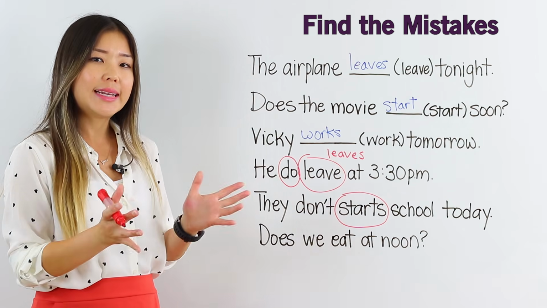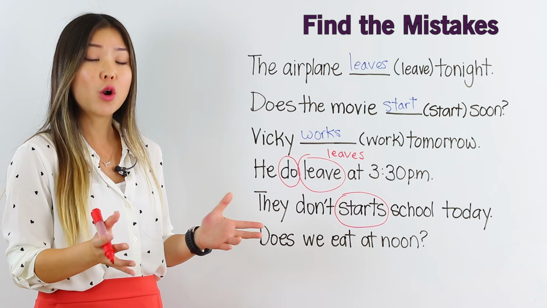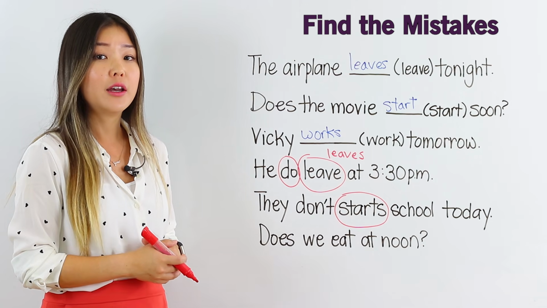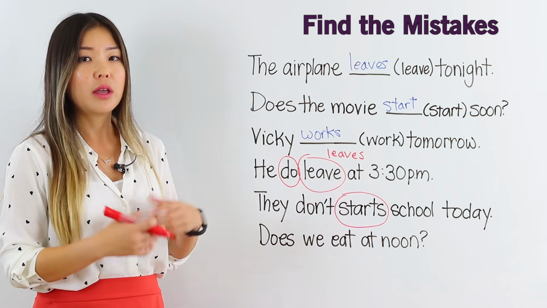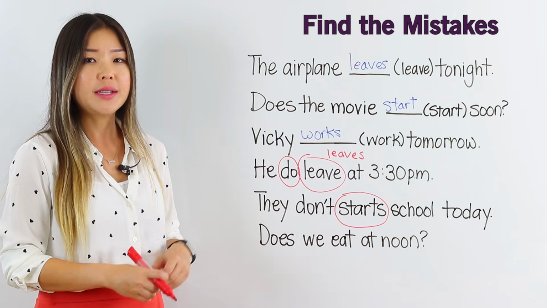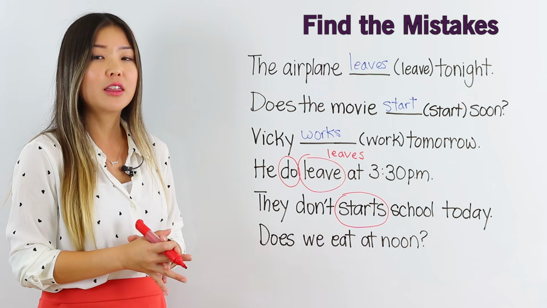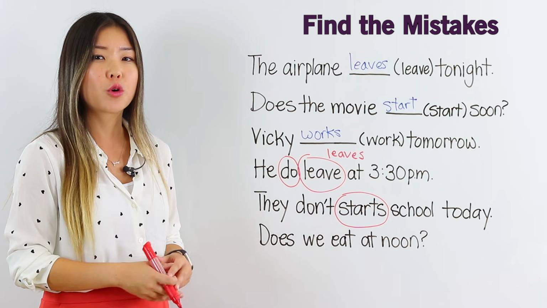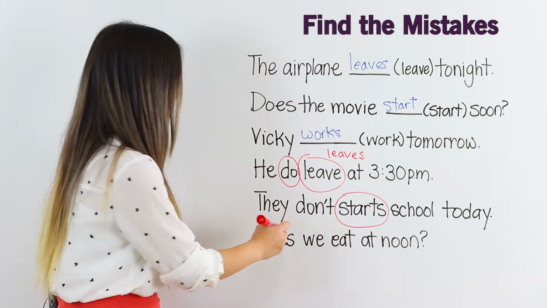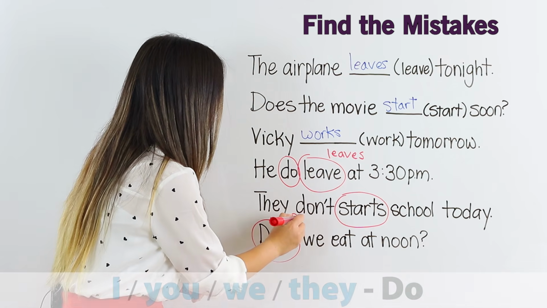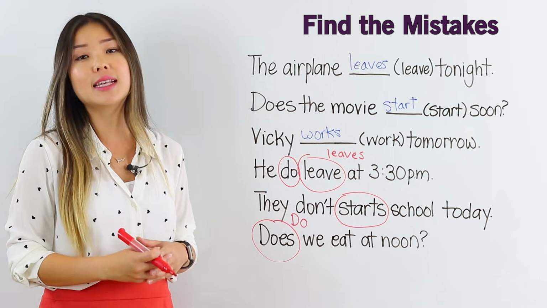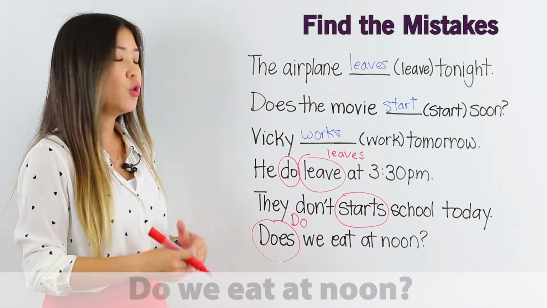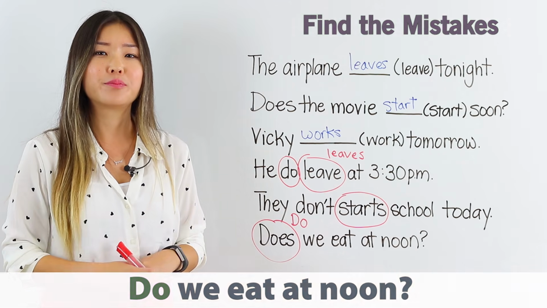Take a look. What is the subject or subject pronoun in this sentence? The correct answer is we. Think about the question form. Do we say do or does in the question form for the subject pronoun we? The correct answer is do. We say do. So the correct way to say this sentence or question is, do we eat at noon?